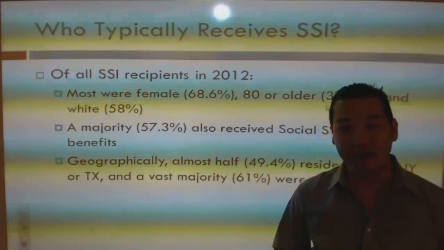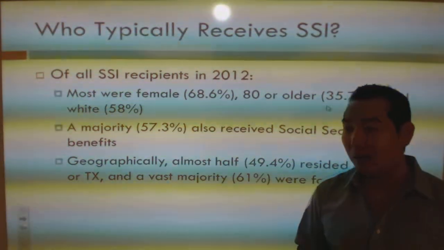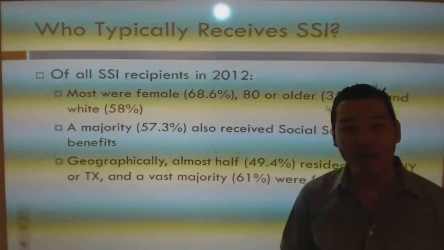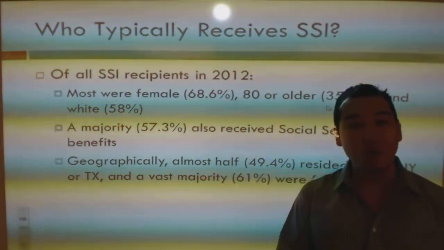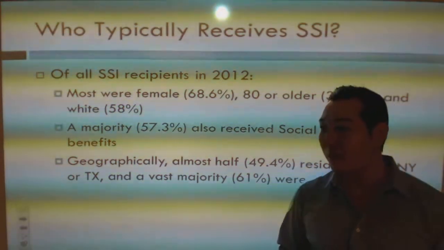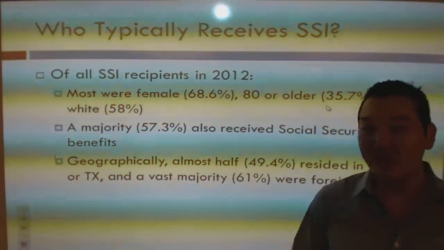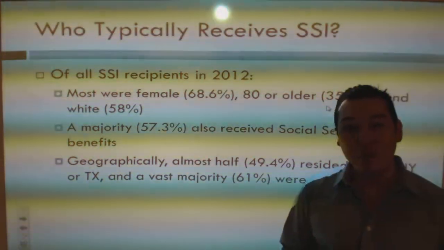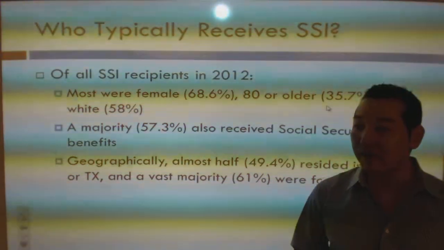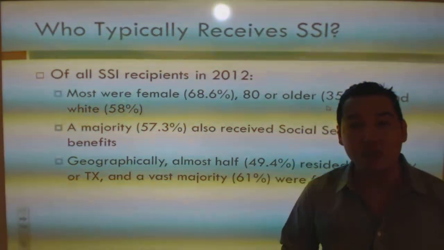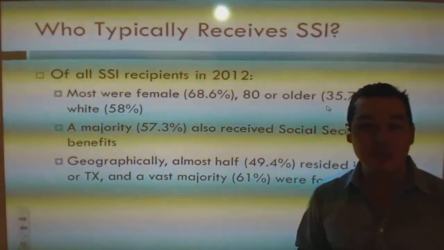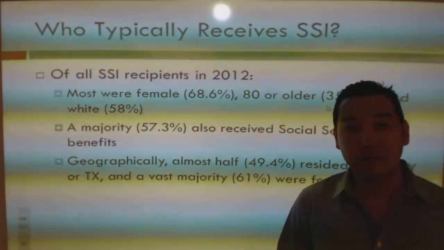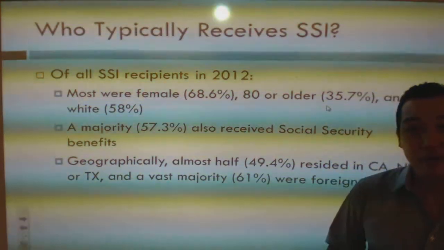If we look at the typical profile of the SSI recipient, most people who receive SSI are in fact female. Close to 70% of all SSI recipients are female. They tend to be older recipients; almost 40% of all recipients are 80 or older. Most are white, close to 60% of recipients. And geographically, most SSI recipients live in three states: almost 50% of all recipients reside in California, New York, and Texas, where we have large foreign-born populations.